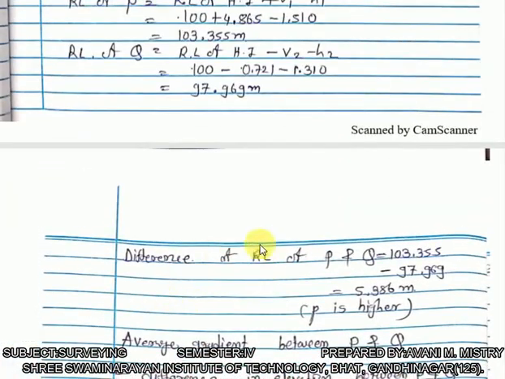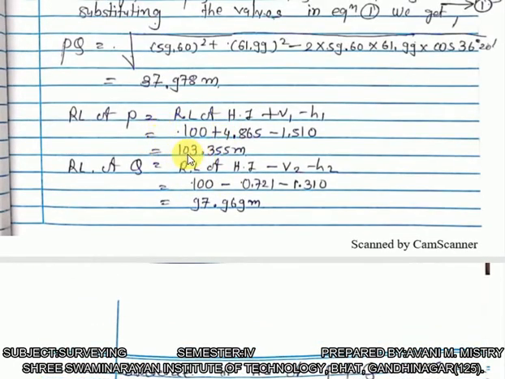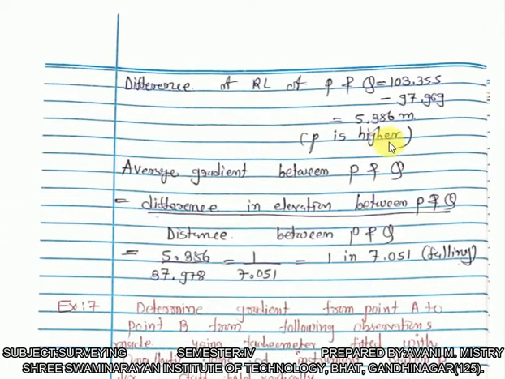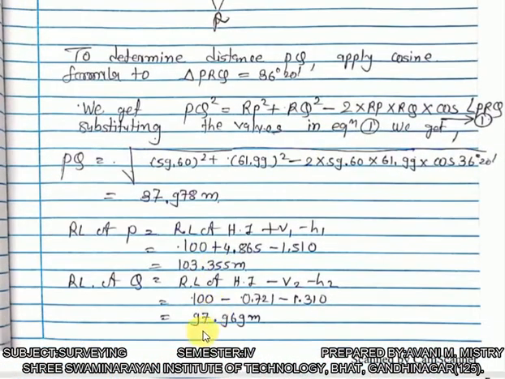Then the difference between the RL of P and Q is 103.355 minus 97.969 meters, which is equal to 5.386 meters, where the RL of P is 103.355 meters and the RL of Q is 97.969 meters. That means the instrument staff station P is higher than staff station Q.